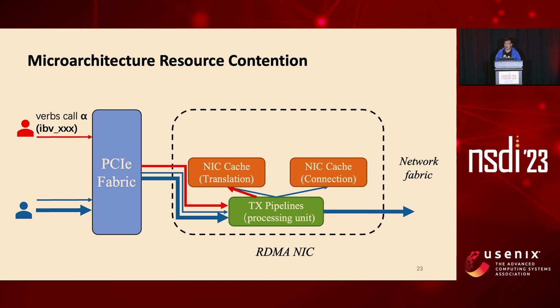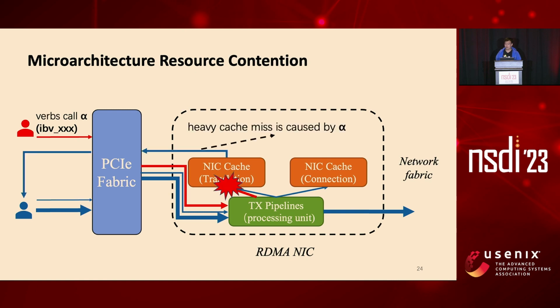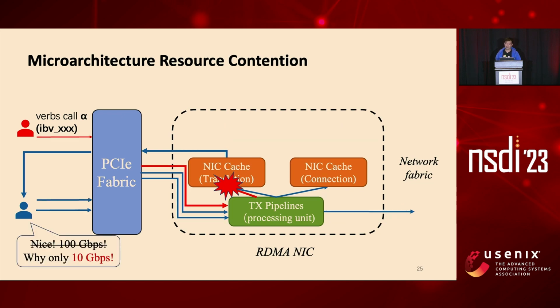This operation may require the RNIC to access some translation data as well, and thus heavily consume the NIC cache. This will cause the NIC cache to thrash and make all tenants suffer from heavy cache misses, and ultimately cause some tenants to suffer an end-to-end performance drop, such as the blue tenant here, whose performance dropped from 100 gigabits per second to 10 gigabits per second.